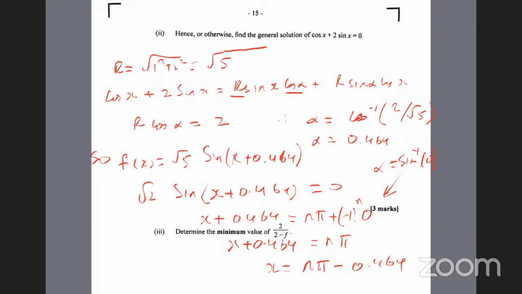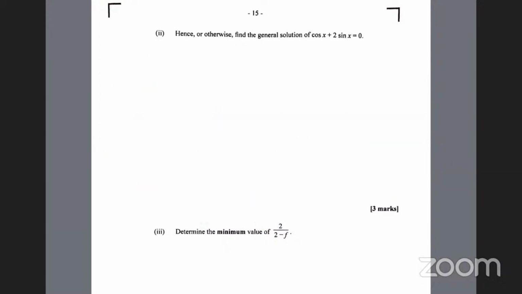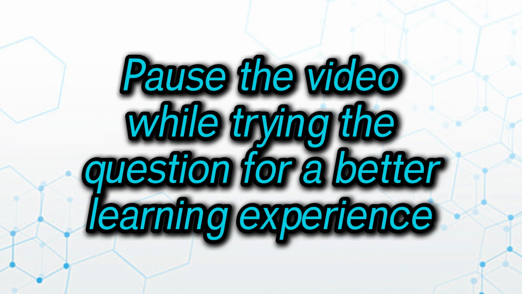And last part, the minimum value is what? The maximum value for f is root 5. The minimum value for f is minus root 5. So therefore, just plug them in here. 2 over 2 minus root 5, and 2 over 2 plus root 5. This value is the max. This value is the min.